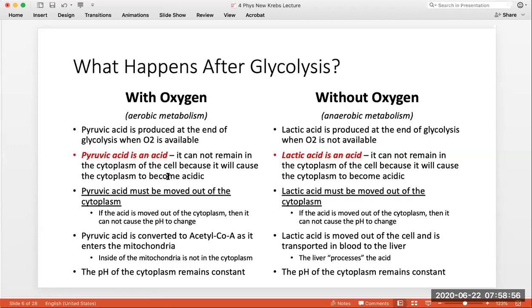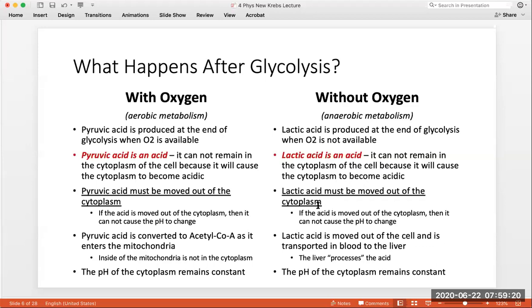So that's with oxygen. Without oxygen, your end product is lactic acid. So when you do not have oxygen available, the final thing that accepts the electrons that have been moved around is pyruvic acid. It gets reduced to lactic acid. But again, lactic acid cannot be allowed to stay in the cytoplasm because it would cause the cytoplasm to become acidic.